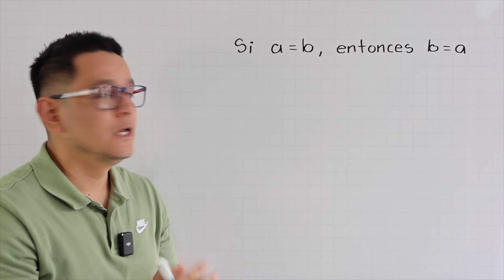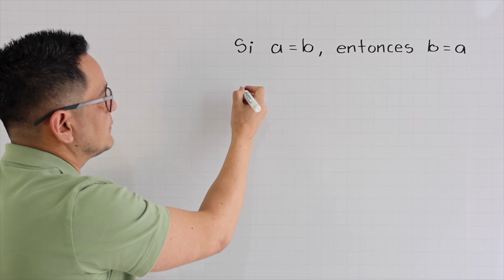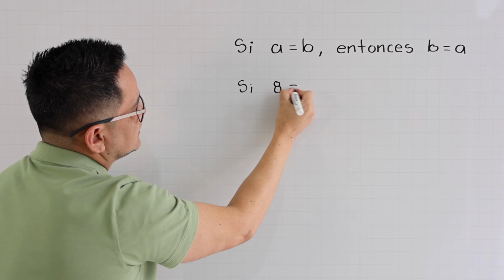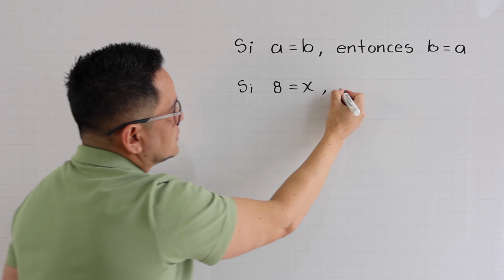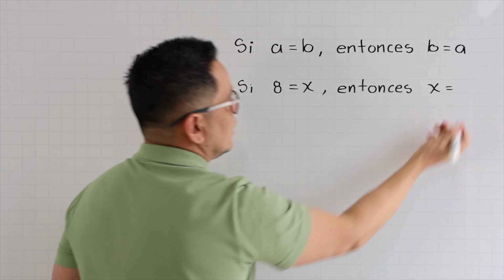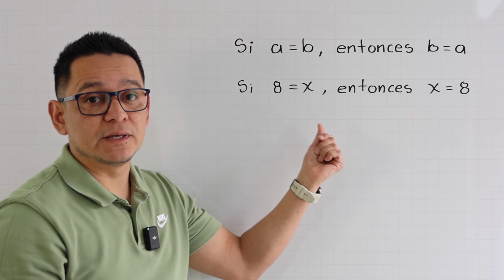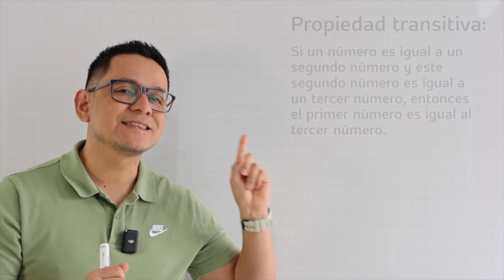Don't forget it. An example could be the following. If we have that 8 is equal to x, then x is equal to whom? Well, to 8. This would already be an example then of our symmetric property.